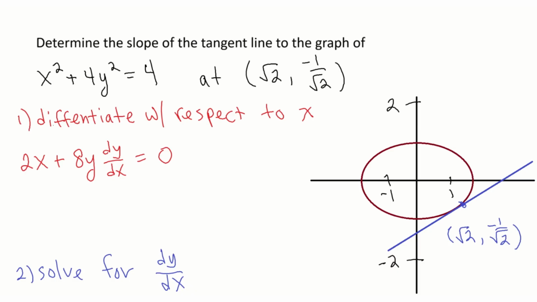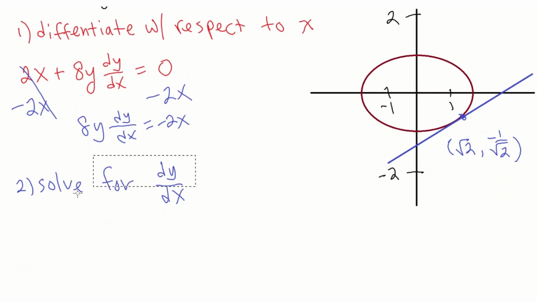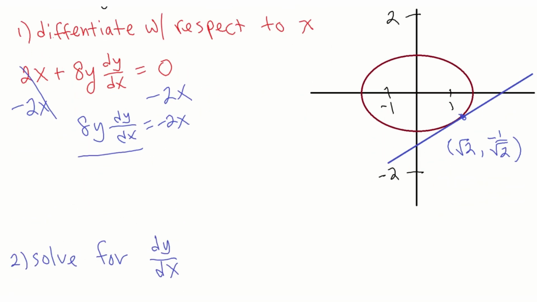Now let's solve for dy dx. Let's move the 2x to the right. And divide both sides by 8y. Reduce, and we have our dy by dx.